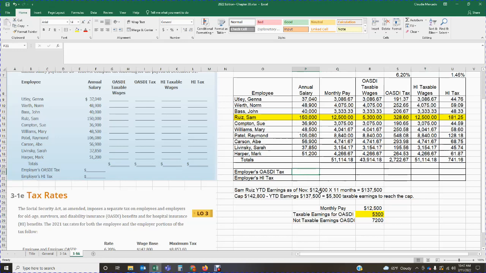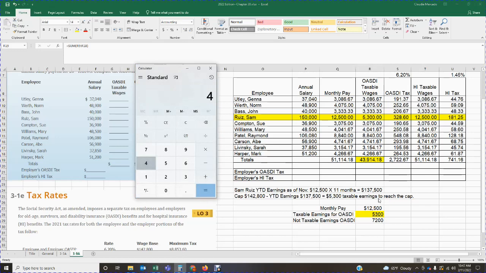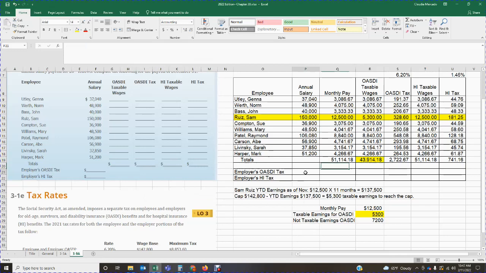Okay. Now, for my employer's OASDI tax, you're going to get the OASDI taxable wages. Let me get my calculator, which is 43,914.18, and you're going to multiply by 6.2%. And that gives you 2722.679. Because that third digit is a 9, I'm going to round up the 7 to an 8. So it will be 2722.68.